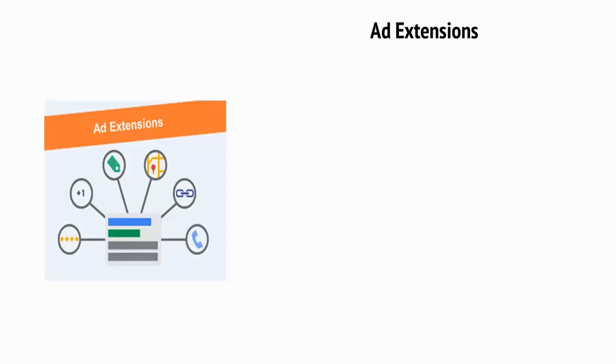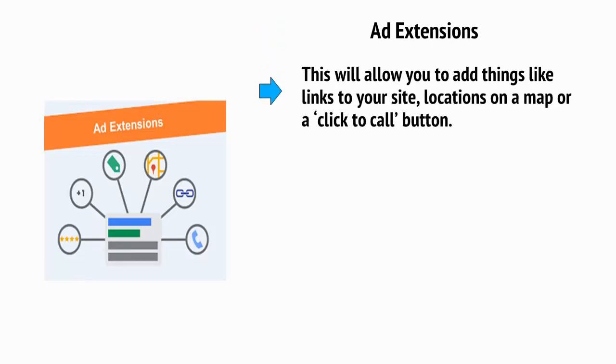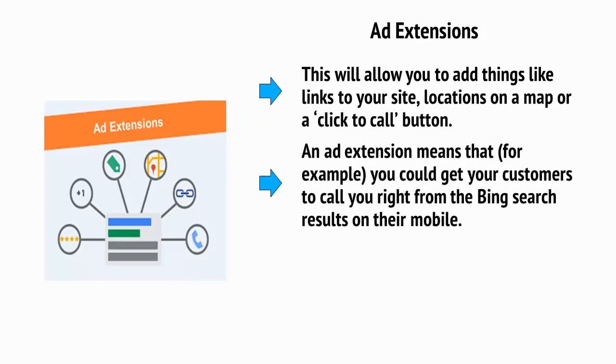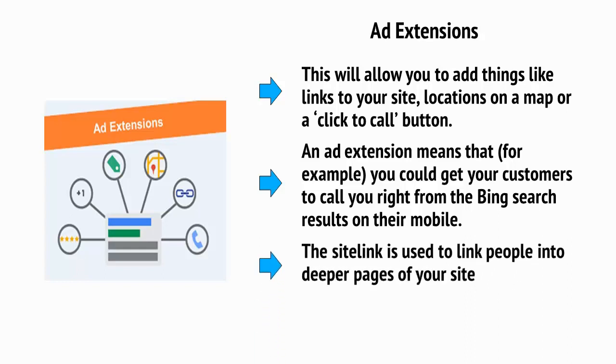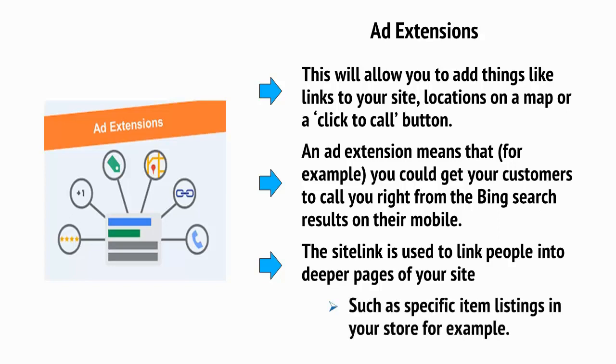Another neat feature of Bing is the ability to add ad extensions. This will allow you to add things like links to your site, locations on a map, or a click to call button. An ad extension means that, for example, you could get your customers to call you right from the Bing search results on their mobile. The site link is used to link people into deeper pages of your site, such as specific item listings in your store, for example.